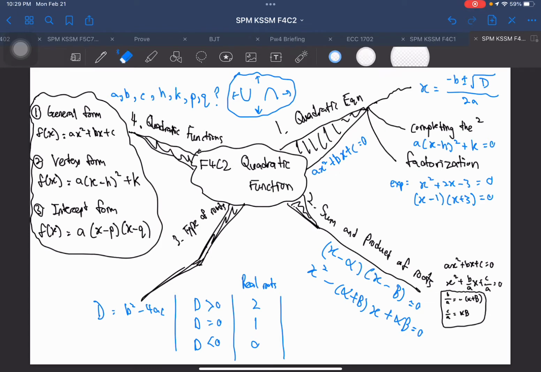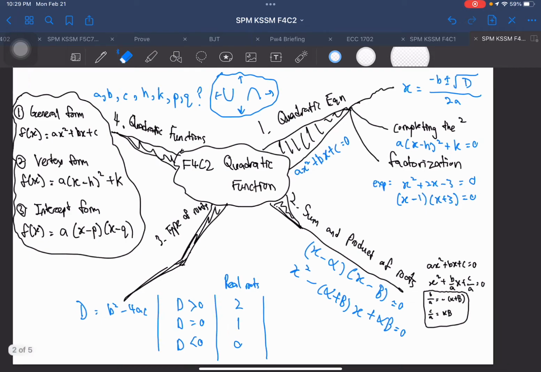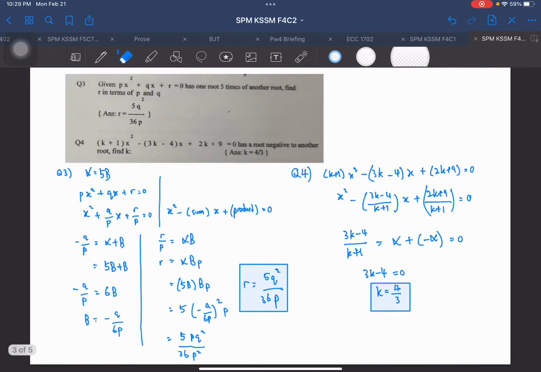So today we are going to do a few KBAT questions about quadratic functions. And here is the first question. Given that px squared plus qx plus r equals 0 has one root 5 times of another root, find r in terms of p and q.